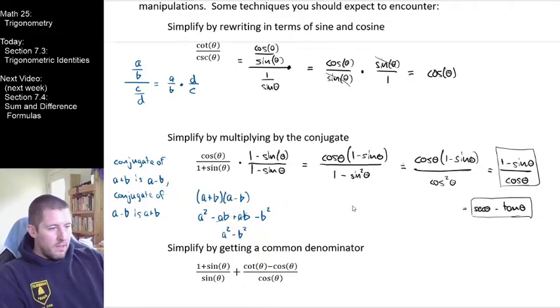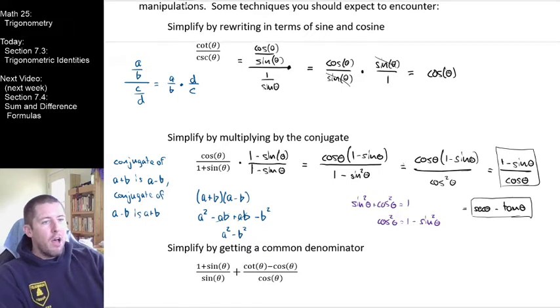This was our sine squared theta plus cosine squared theta equals 1, and therefore cosine squared theta equals 1 minus sine squared theta, right? So I used that identity to help myself rewrite this. And again, super not obvious to me that cosine of theta over 1 plus sine theta is the same as secant theta minus tangent theta. That's not obvious to me at all.